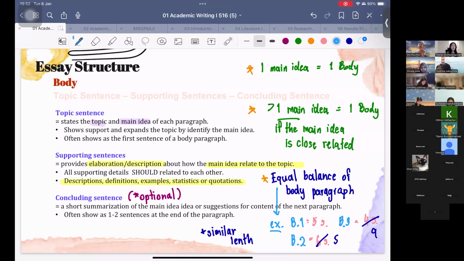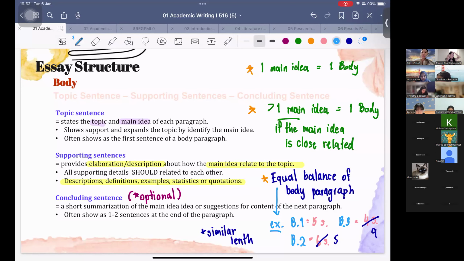So I have like 1 minute, if the main idea is closely related. One main idea per one body paragraph. And yes, it is possible that in one body paragraph, you might include several main ideas.